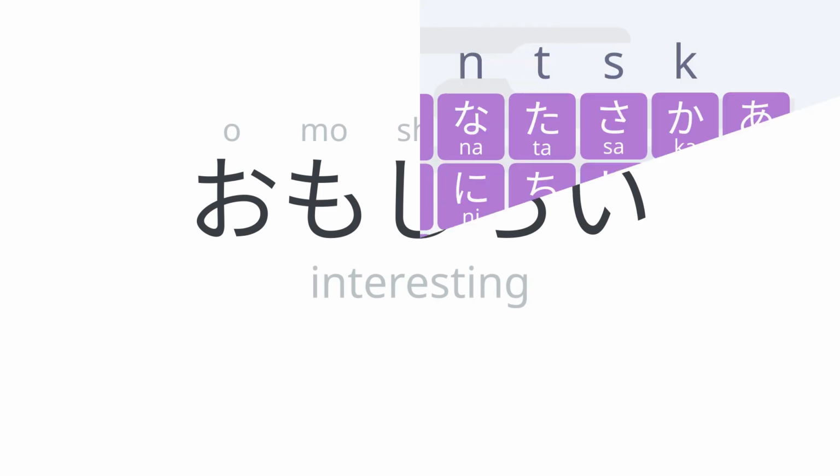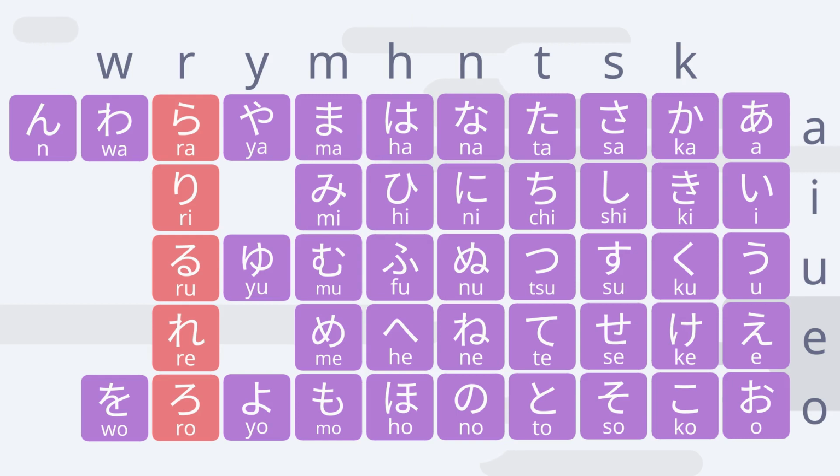ろうそく。面白い。We learned the characters ら、り、る、れ、ろ。In the next lesson, we'll go over the characters わ、お、ん.